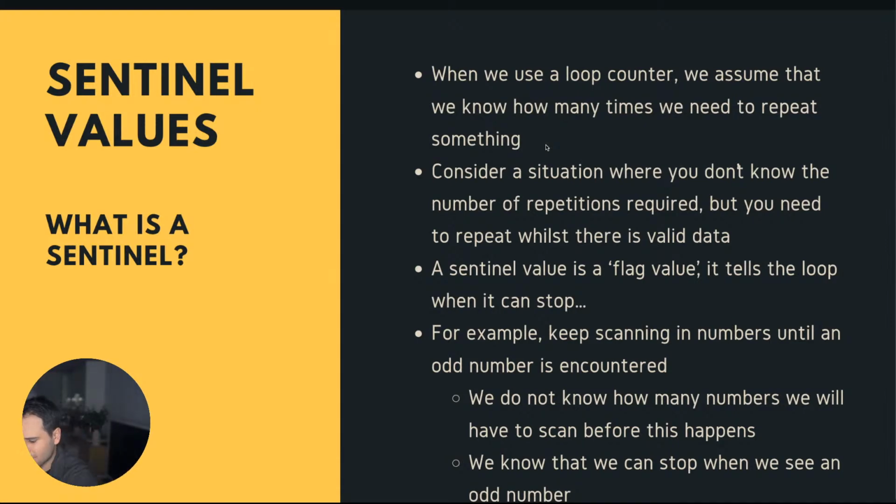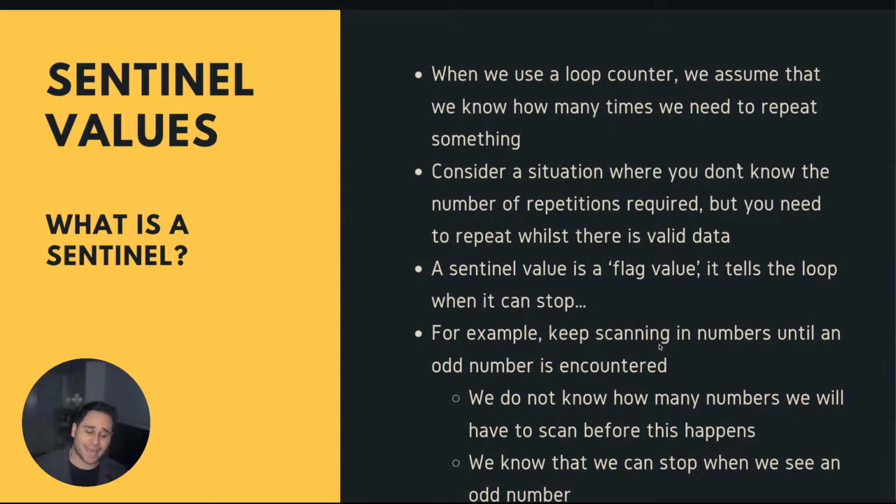So an example of this, if I'm reading in numbers from the terminal, from the user, and I want to keep reading numbers until I get an odd value, right? I don't know what the user is going to type in. I don't know how many times it's going to take. It could take 1 time. It could take 50 times. It could take 2,000 times.